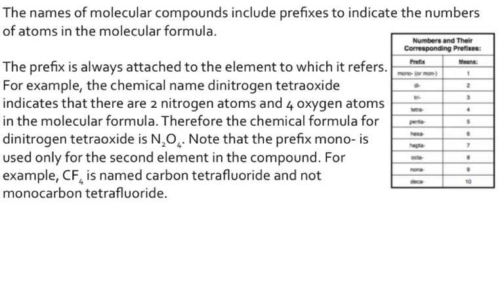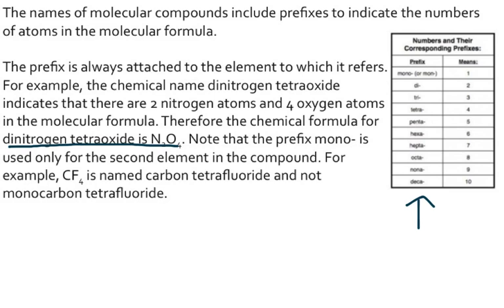And they're based off of the Greek prefixes, which you can see in this table here. So mono or mon, depending on what the starting letter of the element is, means we would have one of those. Di for two, tri for three, and so on, as you can see. So N2O4, we would call dinitrogen tetraoxide. 2 nitrogens, 4 oxygens.